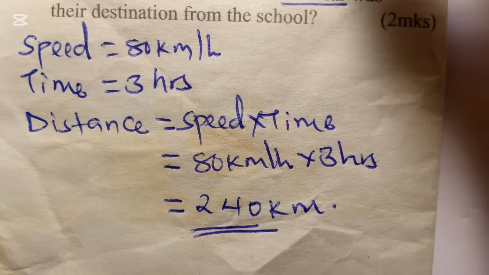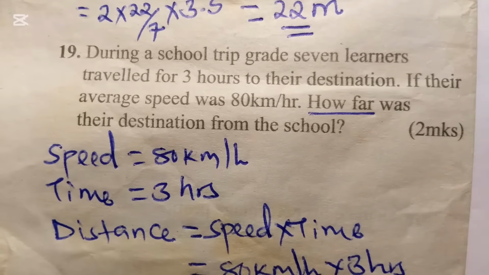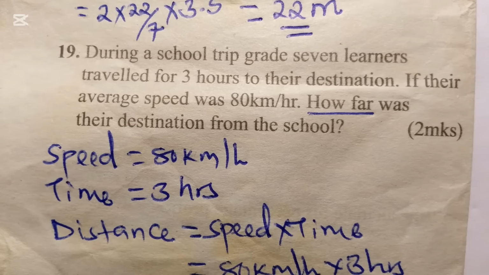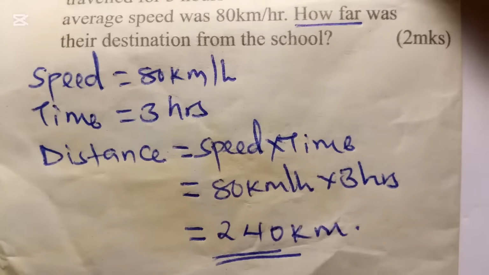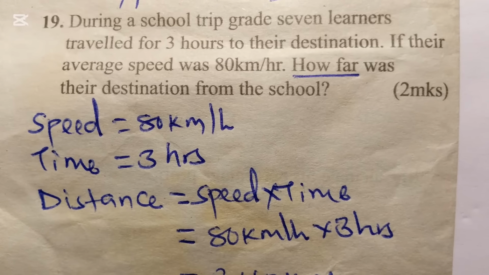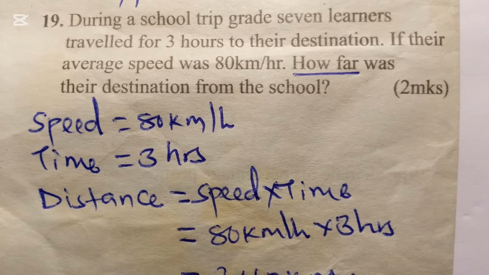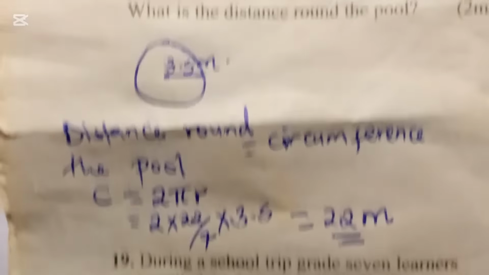As simple as that. I don't know why students go wrong with this simple mathematics. The key point here is analyzing the question. What are you given? What are you asked? Do you know the formula? Can you substitute? Can you multiply correctly? And you end up getting your 2 marks. As simple as that.